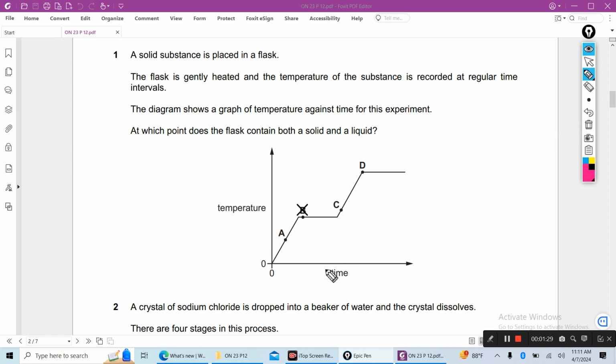So here the solid takes heat. At this point it starts to melt. So this is where melting happens. So this point B contains solid and also liquid. The answer is B, because the solid takes heat, and at this point it starts to melt. So here solid is present, and liquid is also present.